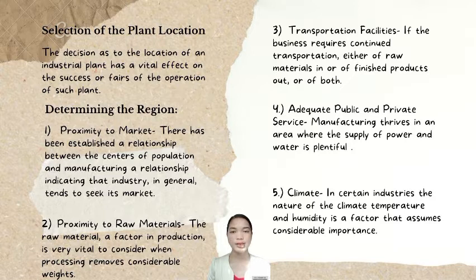The fifth one is climate. In certain industries, the nature of the climate, temperature, and humidity is a factor that assumes considerable importance. The manufacturer of shoes in Marikina, Rizal, for example, prefers a moist climate because he does not wish the leather that he uses to dry out rapidly. The manufacturer of airplanes seeks a climate that makes possible the year-round testing of his finished product. Recent developments in air conditioning have tended to lessen the importance of the climate factor.